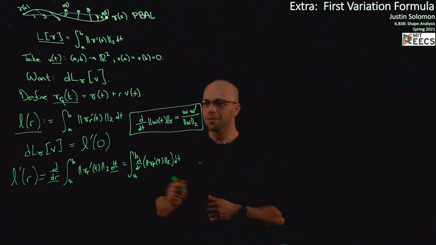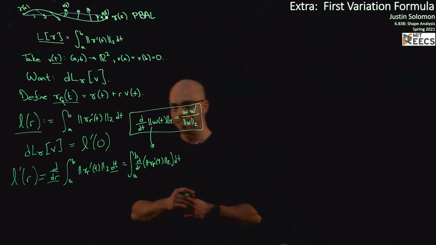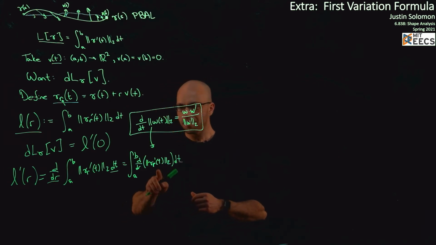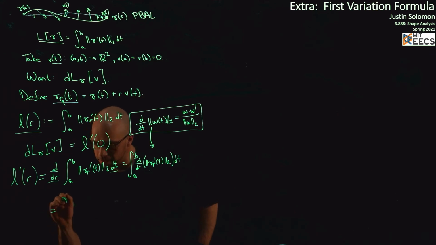Okay, so let's apply that here, but here we're differentiating with respect to r and not t. Yeah? So what are we going to get? We're going to get the following. Well, it's still the integral from a to b.